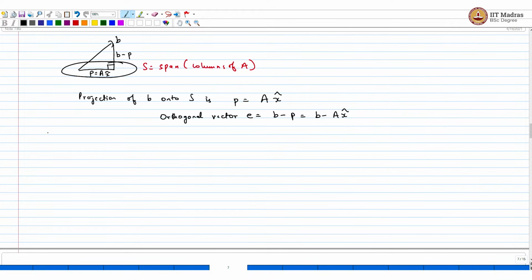So the question is how to find x hat, which is equivalent to finding, once I have x hat, I know the projection of the vector b. So we'll start with an observation. Observe, e is orthogonal to every vector in the column space of A.